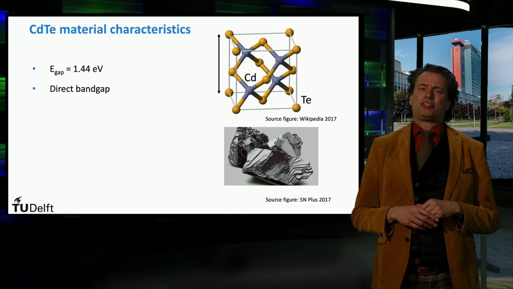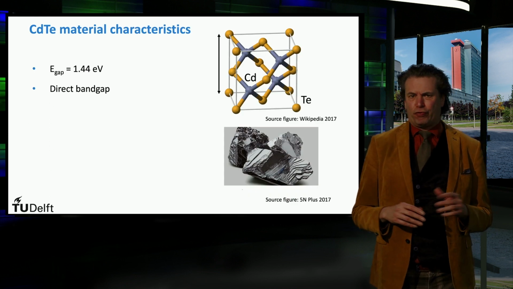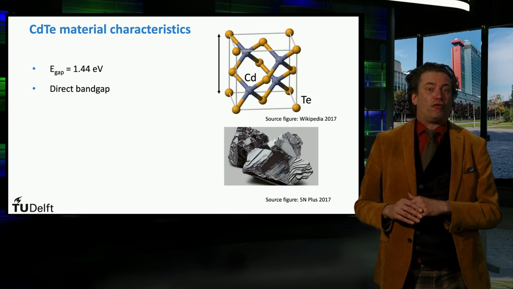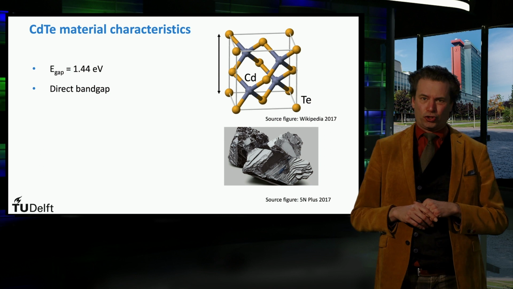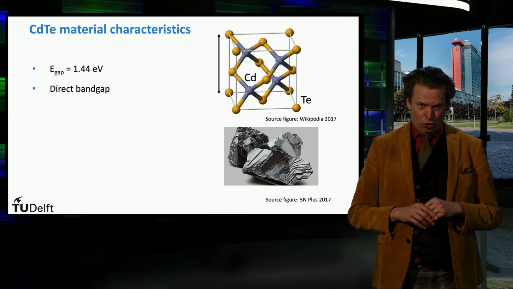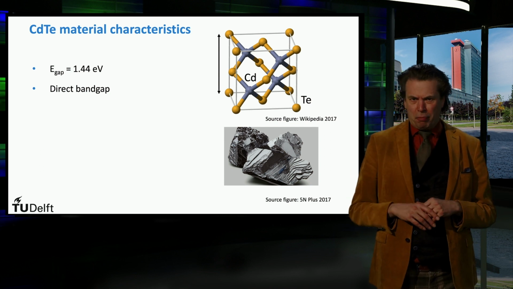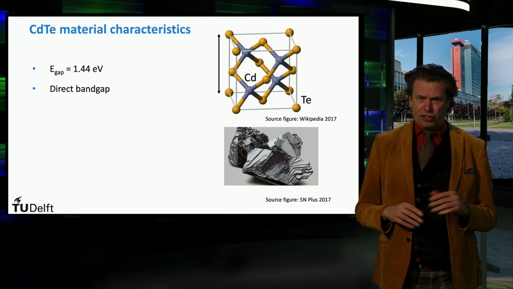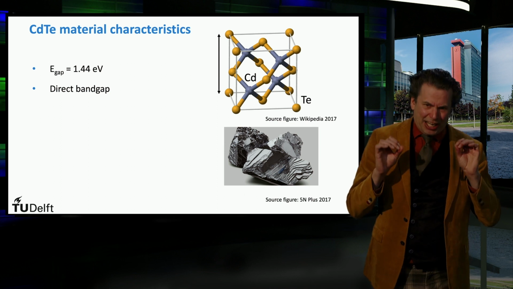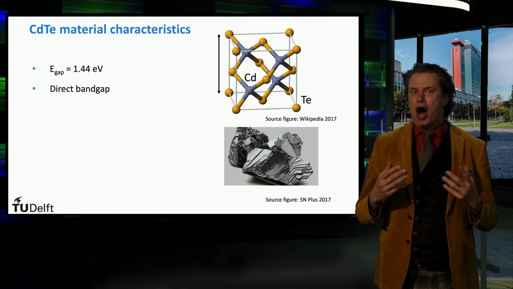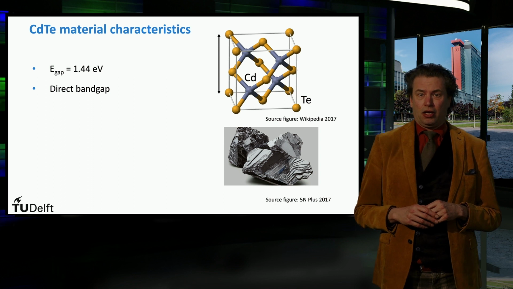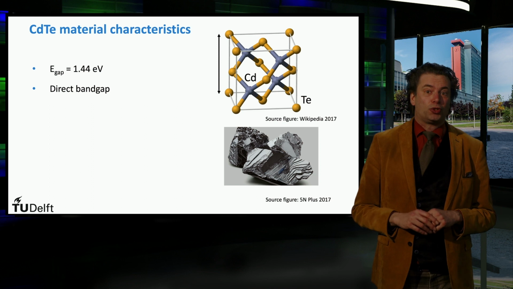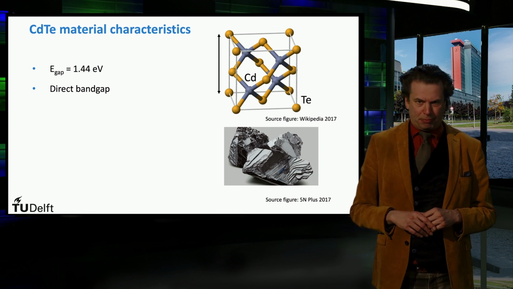Cadmium telluride has a band gap of 1.44 electron volt, which lies very close to the optimum value for the band gap of a single junction solar cell in reference to the solar spectrum. We mentioned that cadmium telluride is a thin film technology. This is possible since it has a direct band gap resulting in a high absorption coefficient. A layer of a few micrometers is enough to absorb all photons with an energy above its band gap.